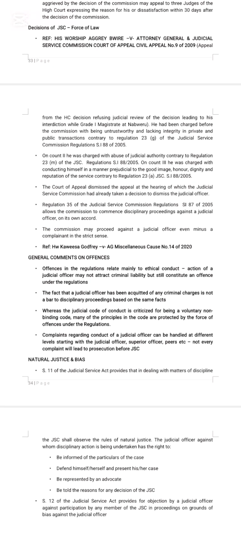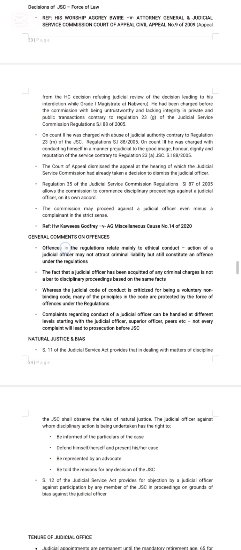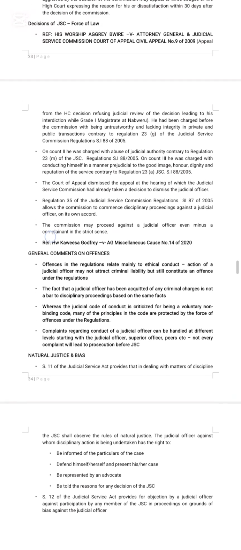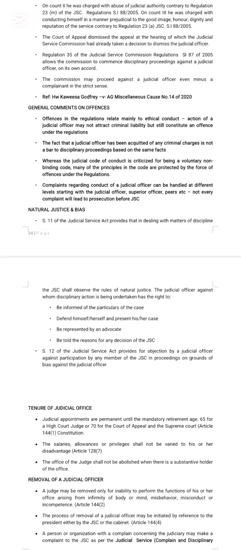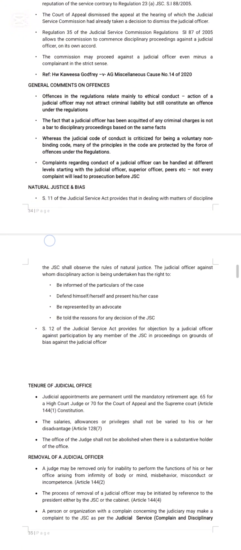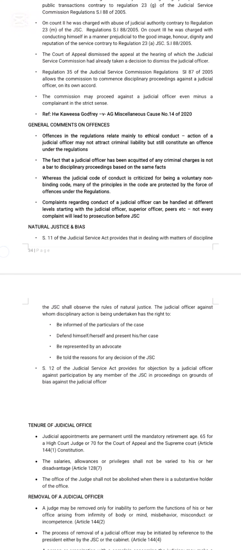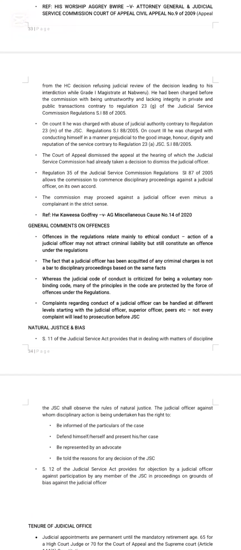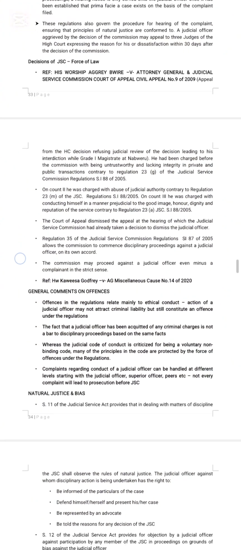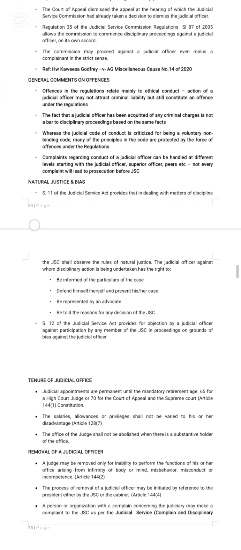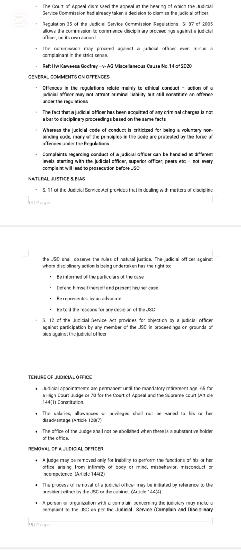the High Court decision refusing judicial review of the decision, leading to his interdiction while grade 1 magistrate at Nabweru. I think he was being interdicted for corruption. We also have other cases like Kawes Godfrey versus Attorney General. But basically, where there is an offense, for example, where the judicial officer receives a bribe, then you can be taken to the Judicial Service Commission for disciplinary mechanisms.